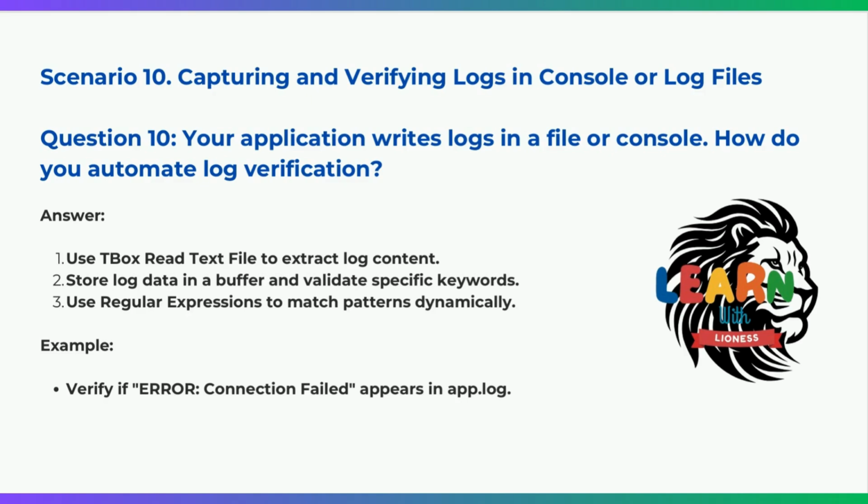Scenario 10. Capturing and verifying logs in console or log files. Question 10. Your application writes logs in a file or console. How do you automate log verification? Answer. 1. Use TBox Read Text File to extract log content. 2. Store log data in a buffer and validate specific keywords. 3. Use regular expressions to match patterns dynamically. Example. Verify if "error, connection failed" appears in the app log.